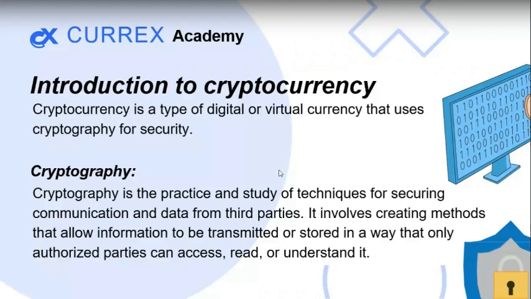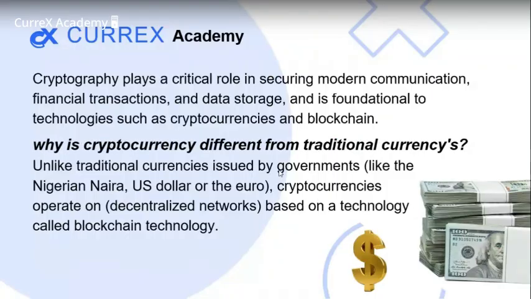So we proceed, and we can also see that cryptography plays a critical role in securing modern communication, financial transactions, and data storage, and is foundational to technology such as cryptocurrency and blockchain. As you can see, cryptography has been there. People have been using it to create programs for financial transactions. They also use it to store data, and it is one of the core building blocks for cryptocurrency and blockchain technology. So it's just like encrypting.